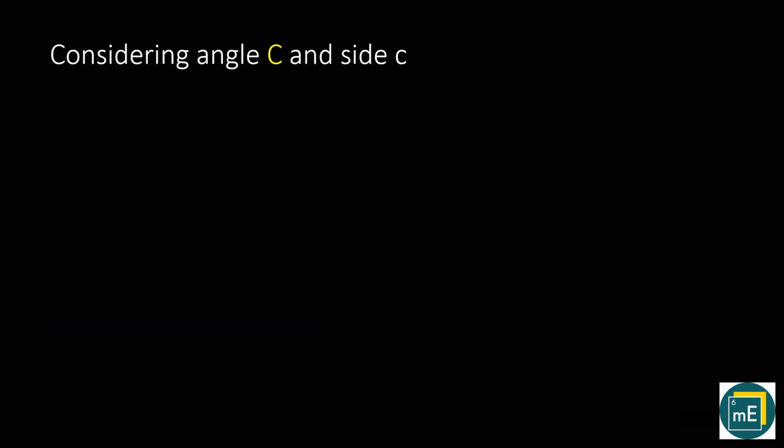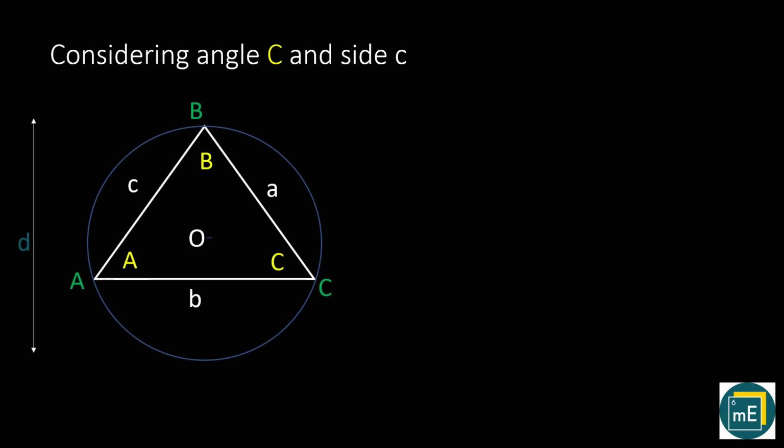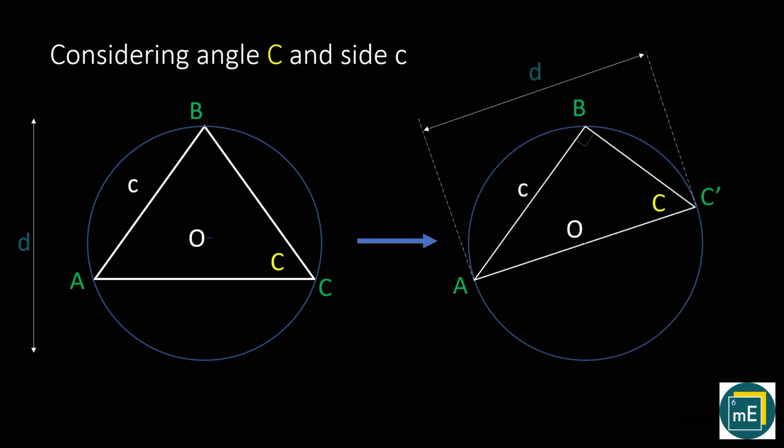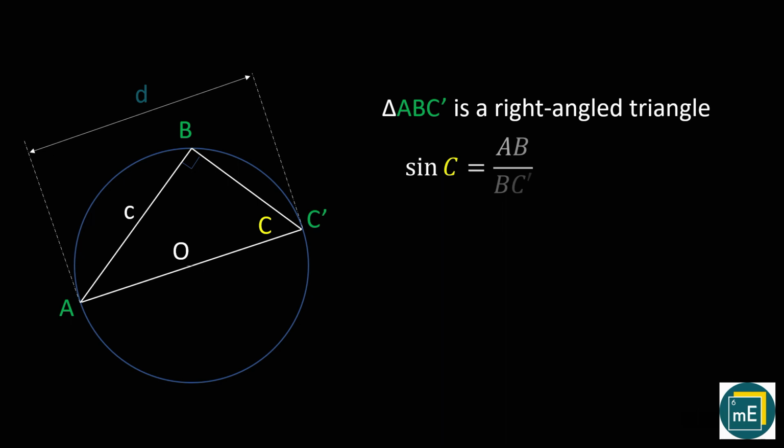Now, repeating the same exercise by considering angle C and side c, we can say that sine of angle C can be written as c upon d. By rearranging the terms, we can write down the third ratio in sine rule, which is nothing but side c upon sine C, which is equal to d, the diameter of the circumcircle.